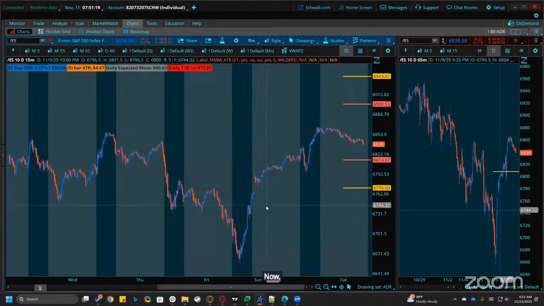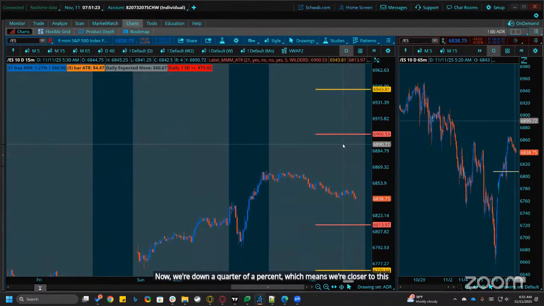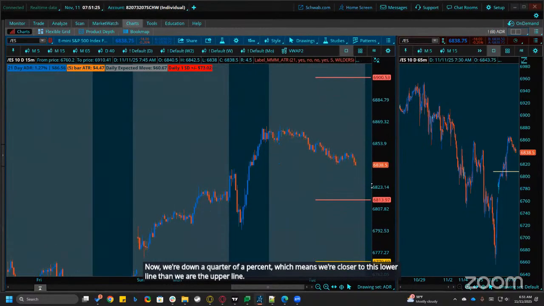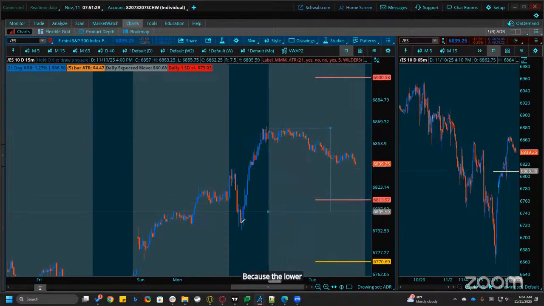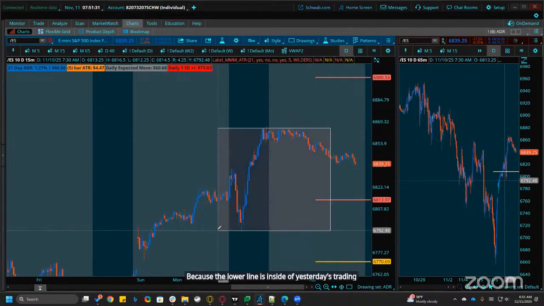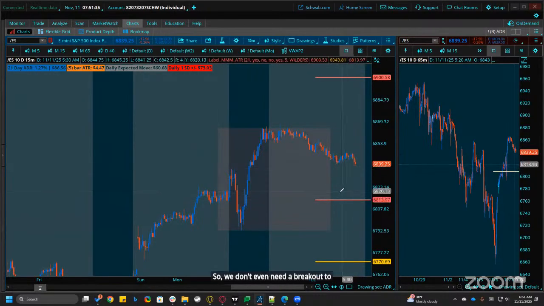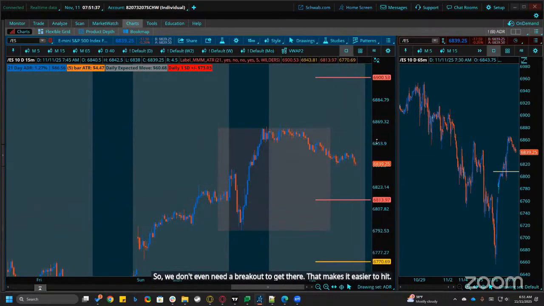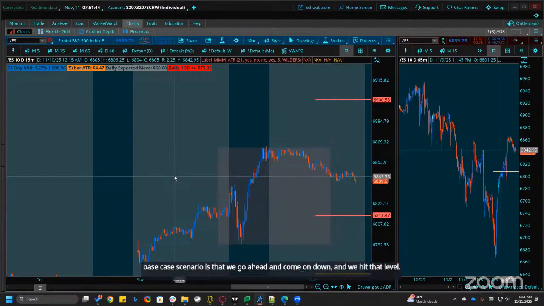Now we're down 0.25%, which means we're closer to this lower line than we are the upper line. And it's easier to hit the lower line because the lower line is inside of yesterday's trading range. So we don't even need a breakout to get there. That makes it easier to hit. Base case scenario is that we go ahead and come on down and we hit that level.